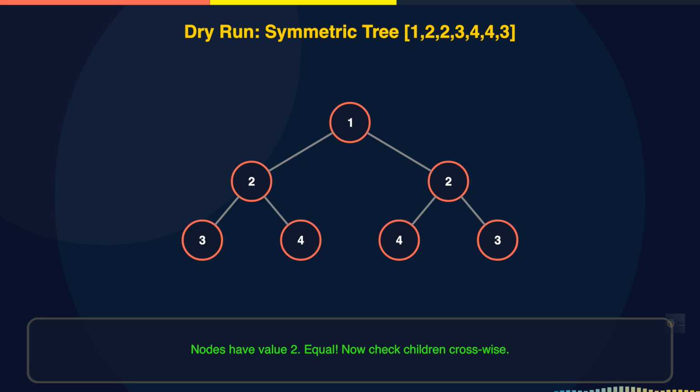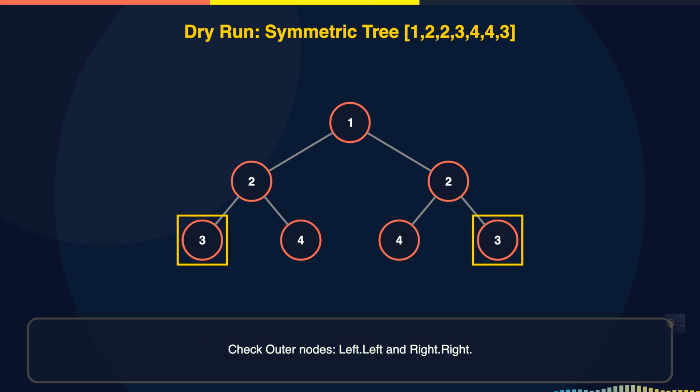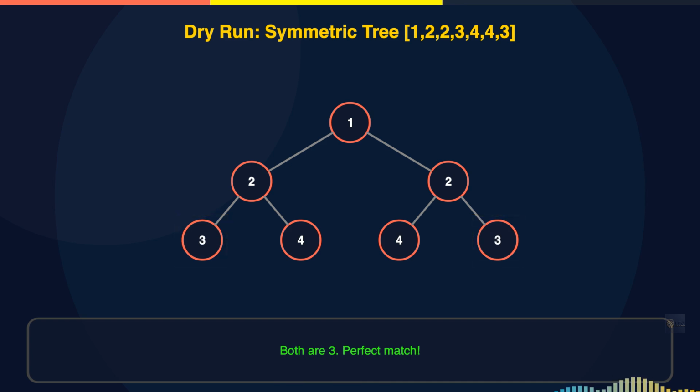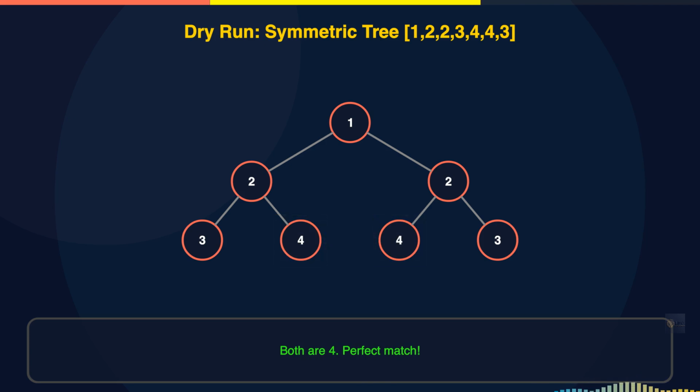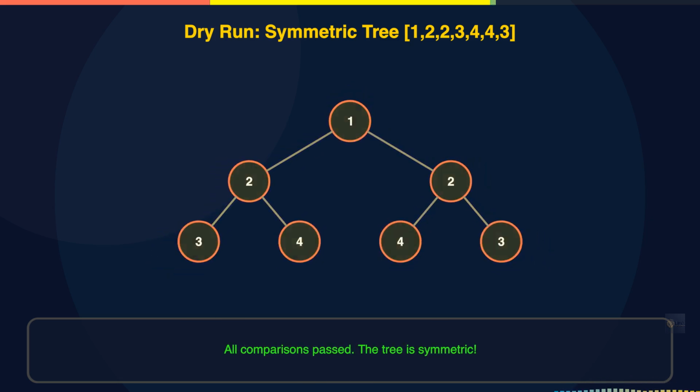But we are not done yet. Now we must check their children crosswise. Look at the outer nodes. Let us focus on node 3 on the far left, and node 3 on the far right. Our tracker highlights them, and since they are both 3, they match perfectly. Next, we look at the inner nodes. These are the nodes with value 4. Again, the gold boxes show that they are identical. Because every single cross comparison returned true, we can confidently say this tree is symmetric.